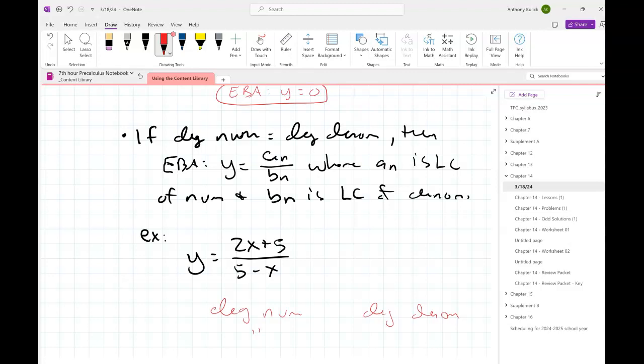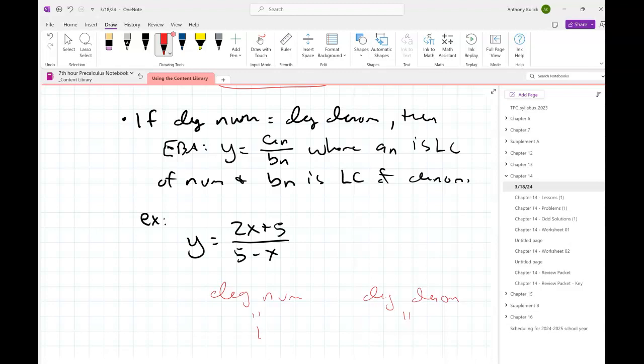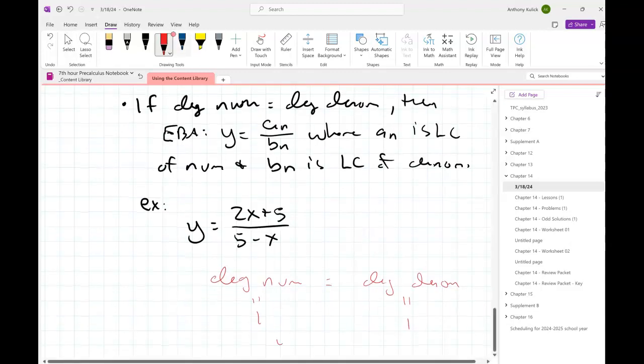You don't know the biggest power of x for 2x plus 5? It's 1! It's x to the first. It's there, but we don't write it. What's the degree of the denominator? 1! They're equal. So what should my end behavior asymptote be?